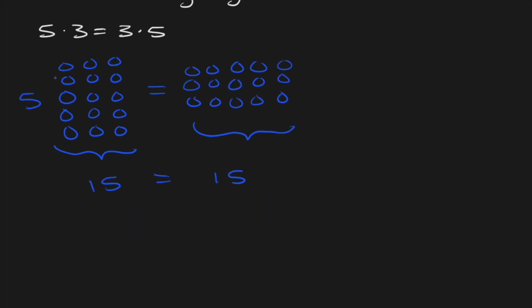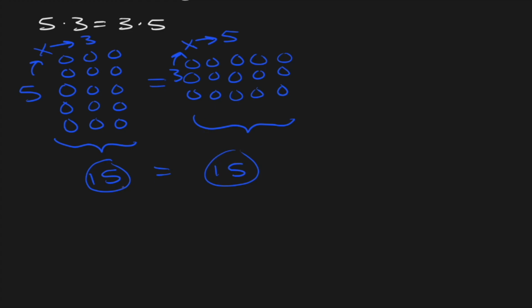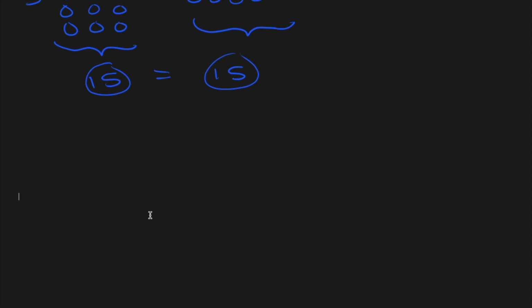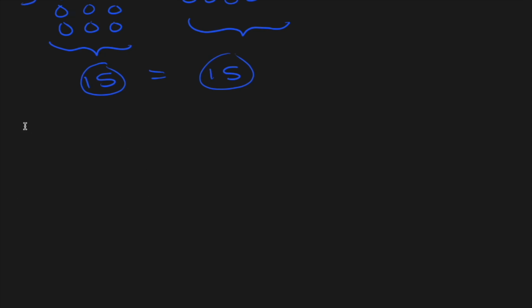Here on this side, we have 5 rows. On this side, we have 3 columns. Here we have 3 rows, and on this side, we have 5 columns. So 5 times 3 is the same thing as 3 times 5, where we get 15. Something to remember here is the commutative properties work only with addition and multiplication. They do not work with subtraction and division.